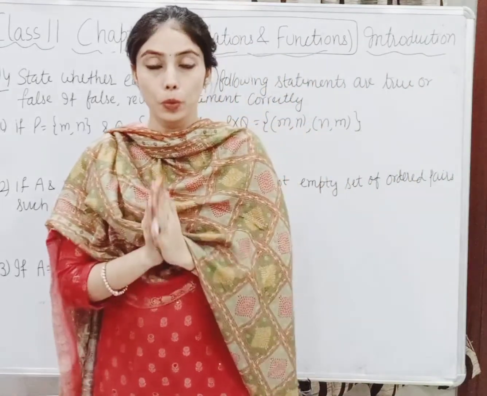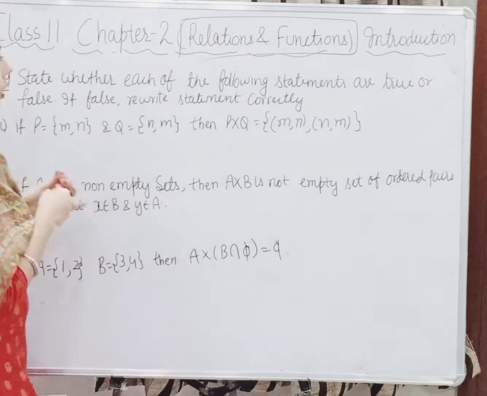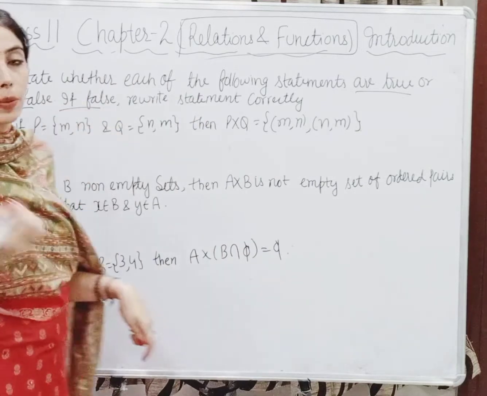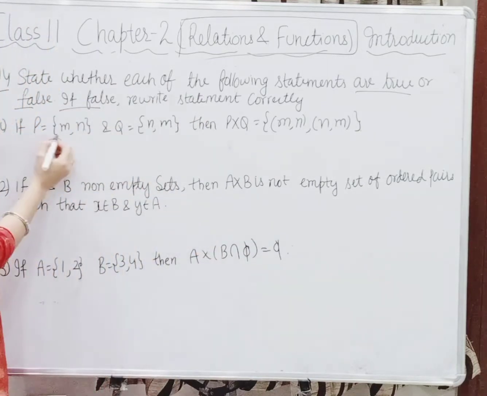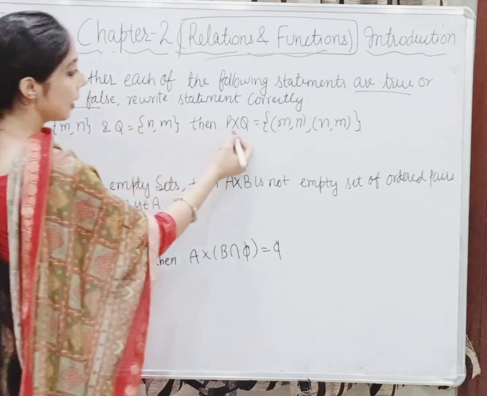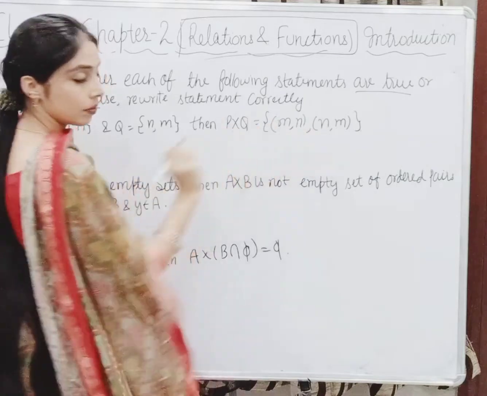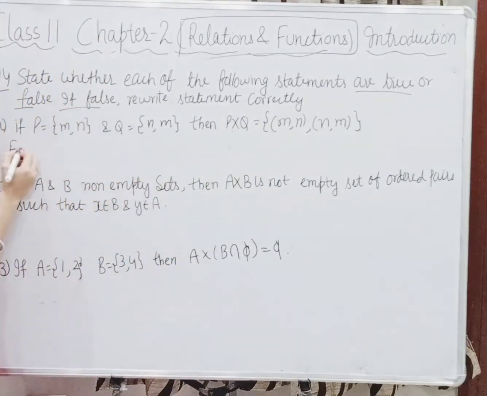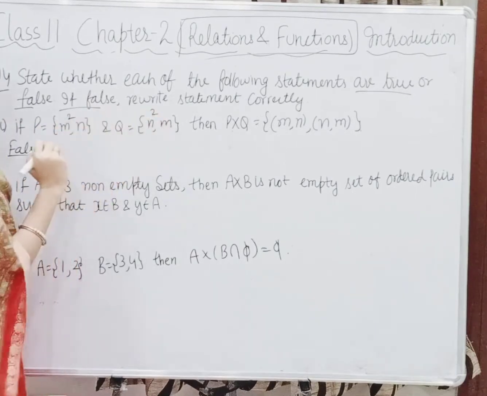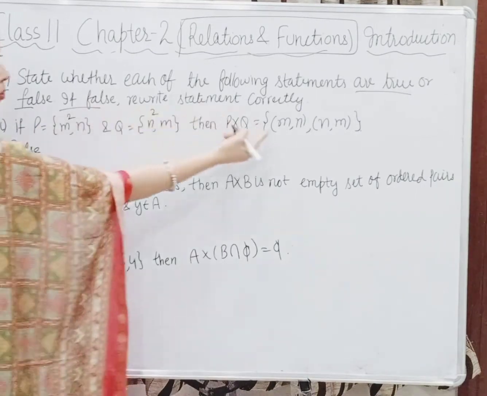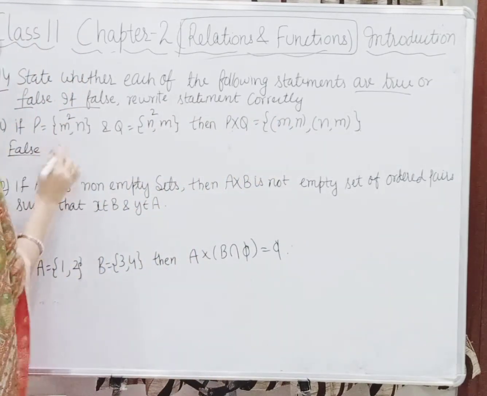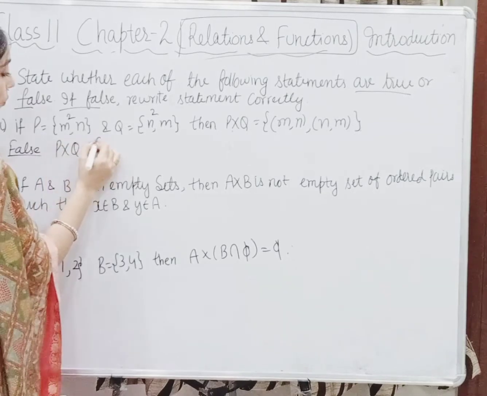Now let's discuss question number 4. State whether each of the following statements is true or false. If false, rewrite the statement correctly. The first one is: if P is equal to {m, n} and Q is equal to {n, m}, these are two sets, then the Cartesian product will be this. So this is false. We can easily observe that P has 2 elements and Q has 2 elements. So in the Cartesian product we must have 4 elements.